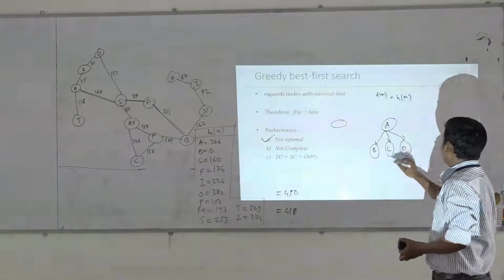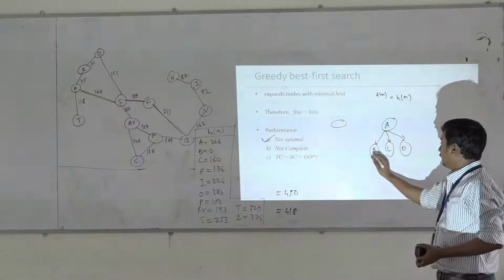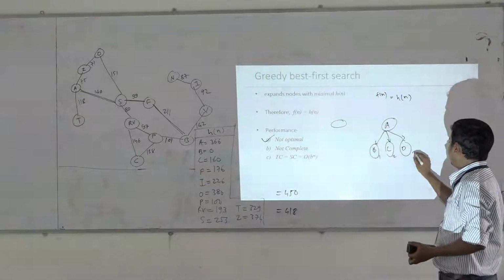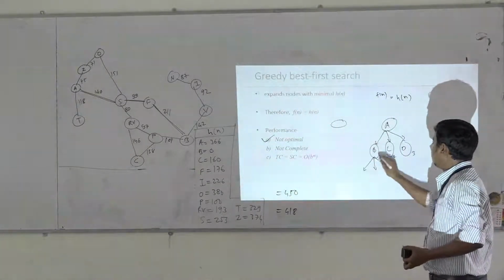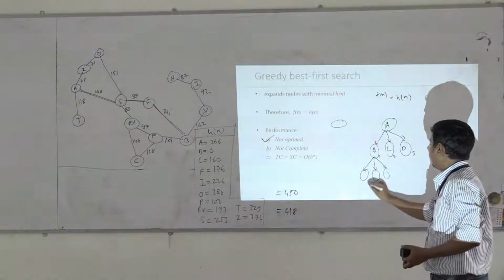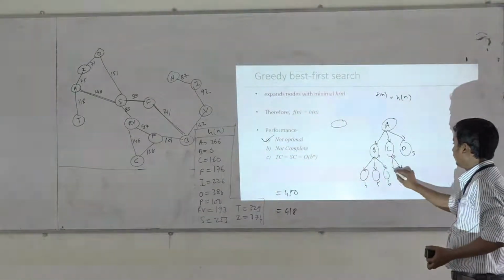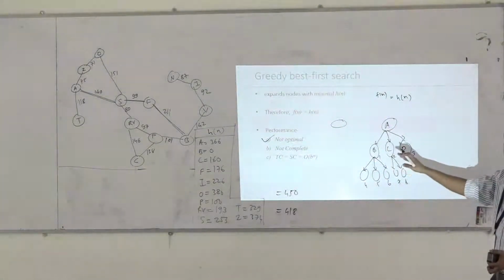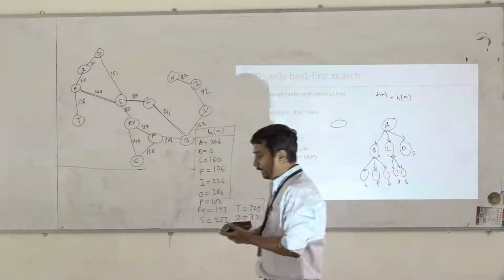These are the children of node A, and let us consider the heuristic values of these are 1, 2, and 3. Now consider there are 3 children of B with these heuristic values. Then again, children of C with these heuristic values. Ultimately, you have to visit every node of this search tree, right? So ultimately, you will visit every node.